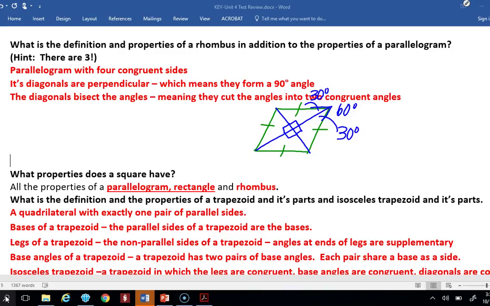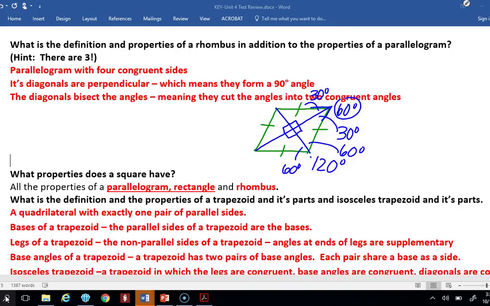So if this angle up here was 60, then this angle down here would be supplementary to it. So that angle would be 120. And again, the diagonal bisects both of those. So this would be 60 and this would be 60.